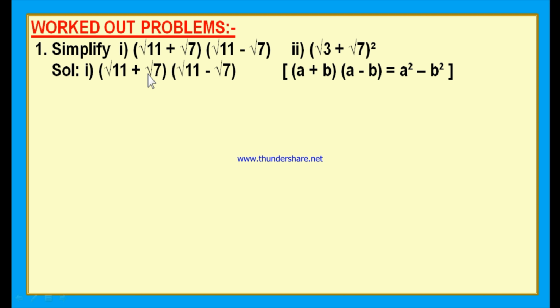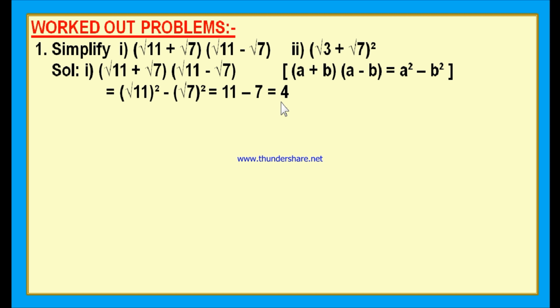This is in the form of a plus b into a minus b. We know that a plus b into a minus b is a square minus b square. Here a value is root 11 and b value is root 7. A square minus b square means root 11 whole square minus root 7 whole square. Square root and square will get cancelled and you will get 11 minus 7. What is 11 minus 7? 11 minus 7 is 4.